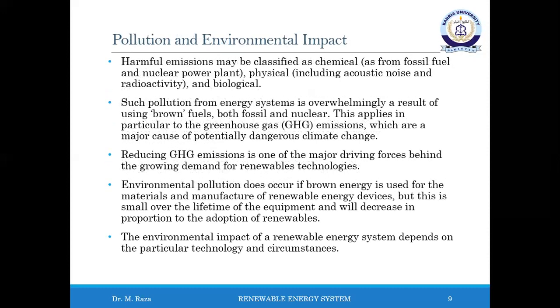Harmful emissions may be classified as chemical, physical, and biological. Such pollution from energy systems is overwhelmingly a result of using brown fuel, both fossil and nuclear power. Nuclear waste is an example of brown fuel. This applies in particular to the greenhouse gas emissions, which are a major cause of potentially dangerous climate change. Reducing greenhouse gas emissions is one of the major driving forces behind the growing demand for renewable technology.